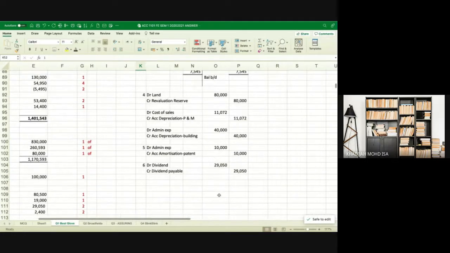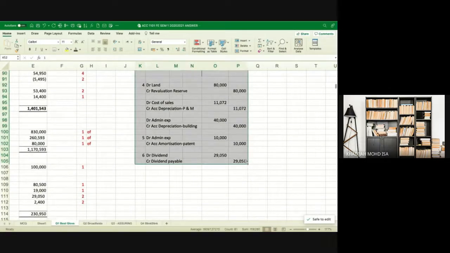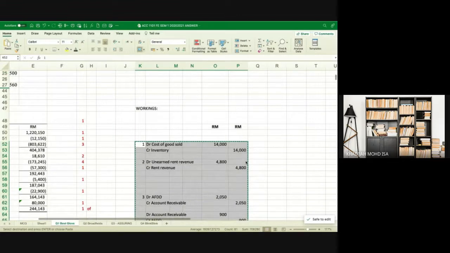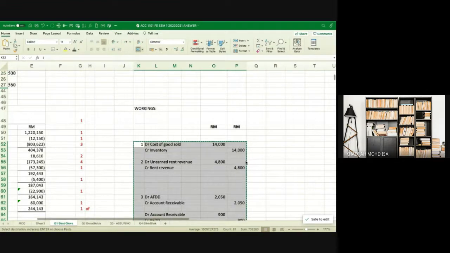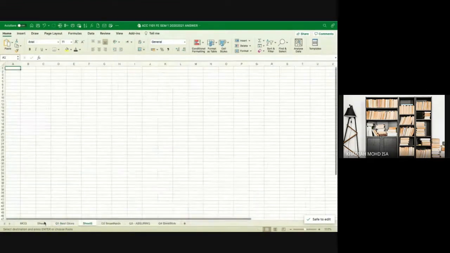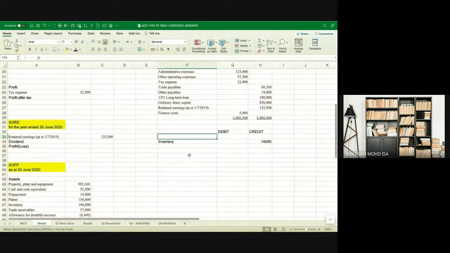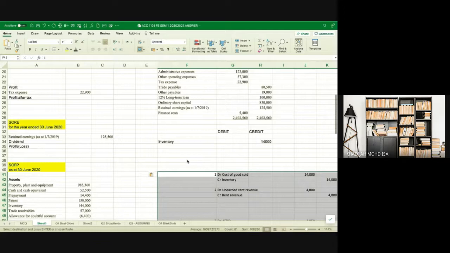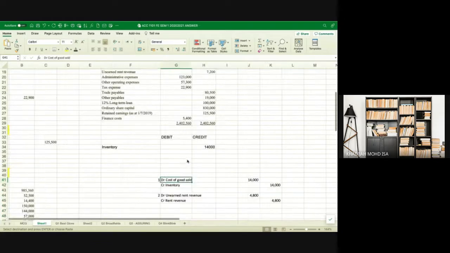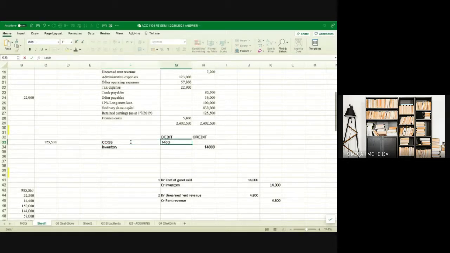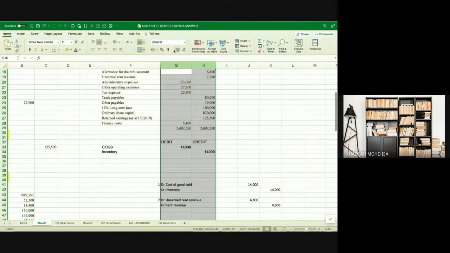So I will just copy lah. A lot ya. Where is inventory? Okay. I'll put like that. Aduh. Right? So you have your COGS. 14,000. 14,000.